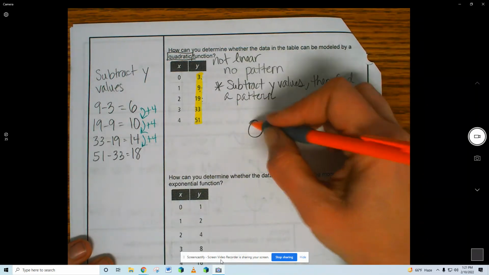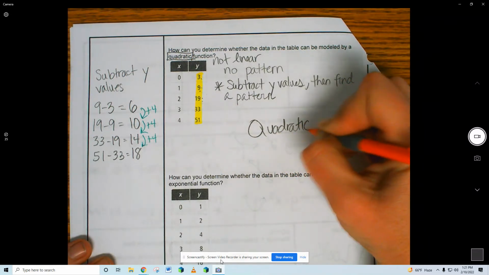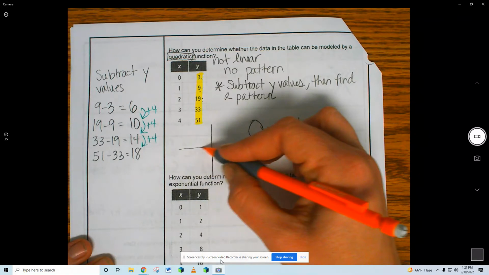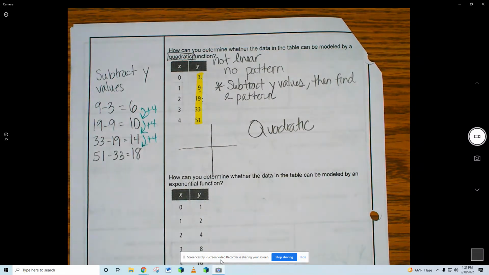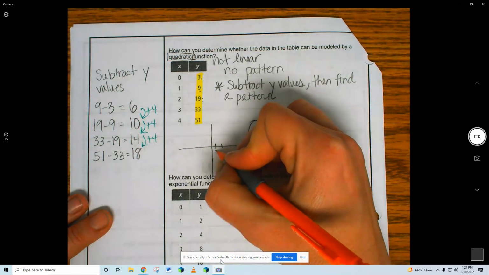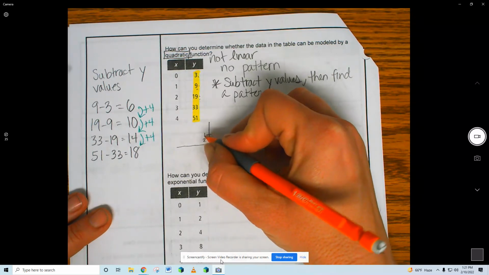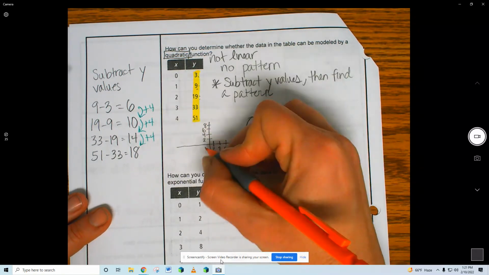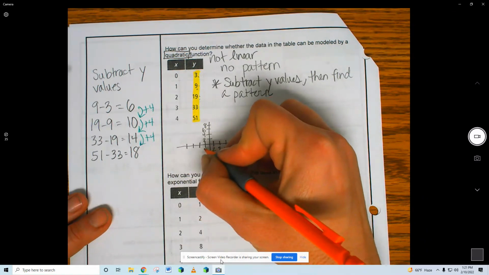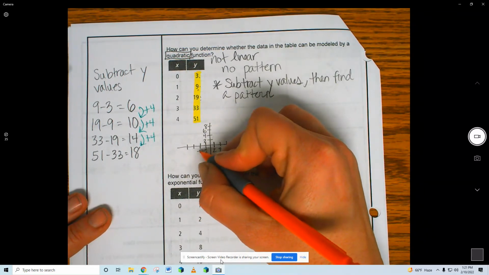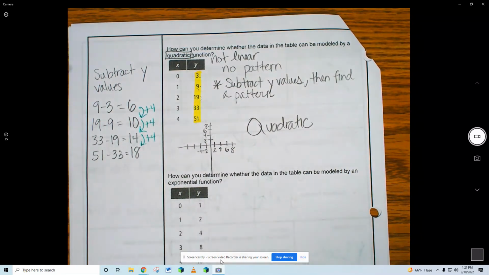So this is a quadratic. And you know what's really interesting? I'm going to graph it. Obviously I can't go up to 9 or 19, so I'm going to count by twos: 2, 4, 6, 8, and -2, -4. If I count by twos, I'm going to be able to graph part of this parabola, because a quadratic is a parabola.